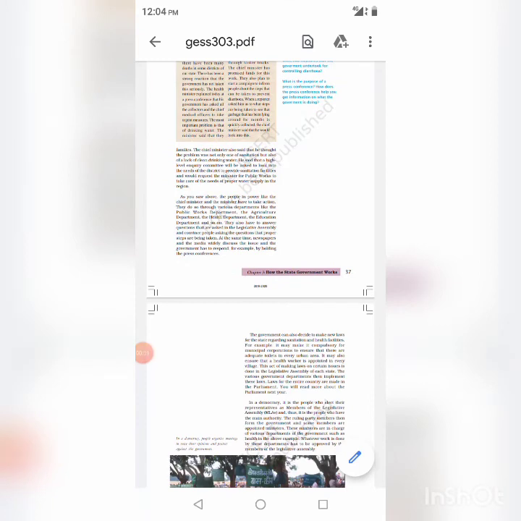Now, the difference between the work that the MLAs do in the assembly and the work done by the government: MLAs raise and debate issues and decisions in the assembly. MLAs want solutions to the problems facing the masses, whereas the government officials and the departments implement the decisions made by the Legislative Assembly.